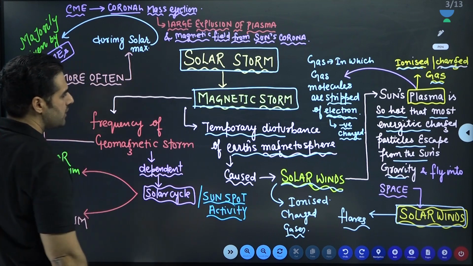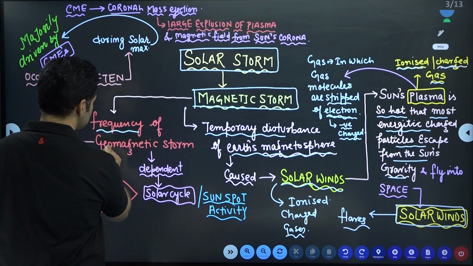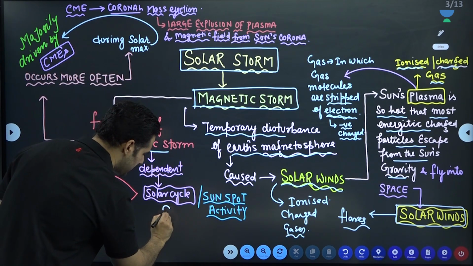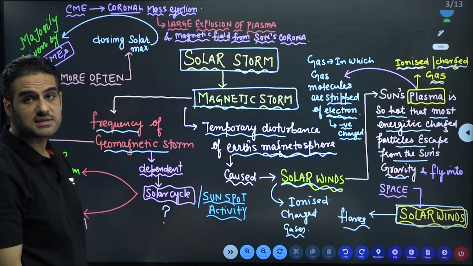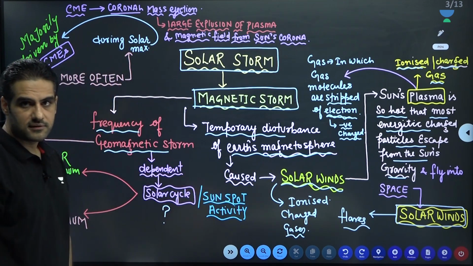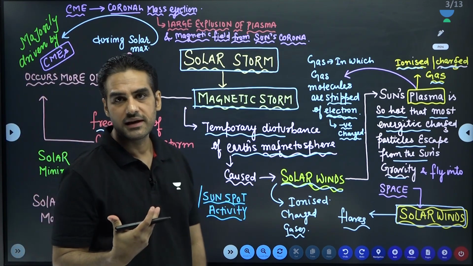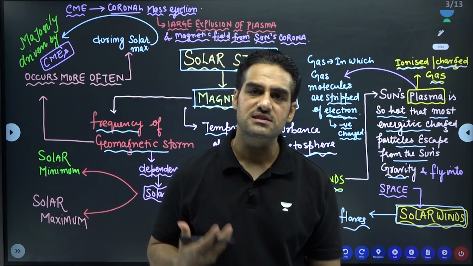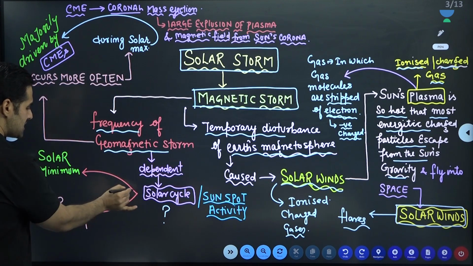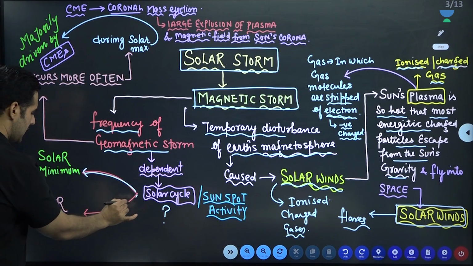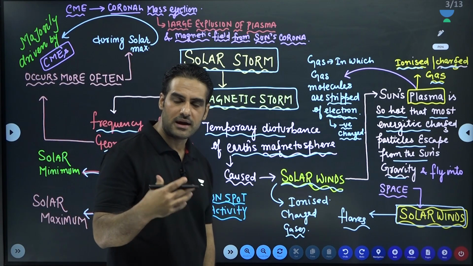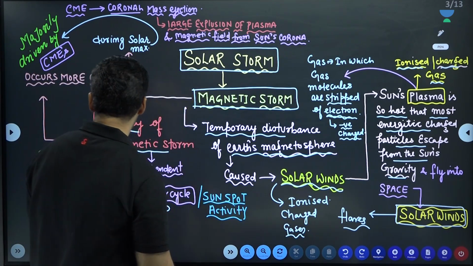Now, the frequency of this geomagnetic storm is dependent upon the solar cycle. So first we should know what solar cycle means, and sunspot activity. So two things we should know: what is solar cycle and what is sunspot activity. Again, the solar cycle has one phase called solar minimum, another called solar maximum. So we will now discuss what solar minimum and solar maximum are.